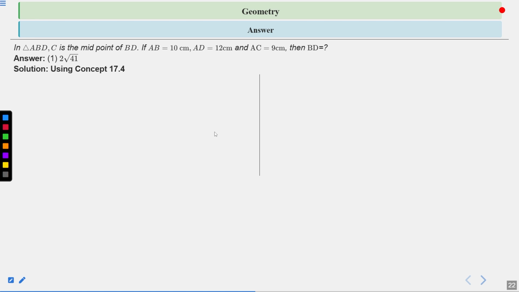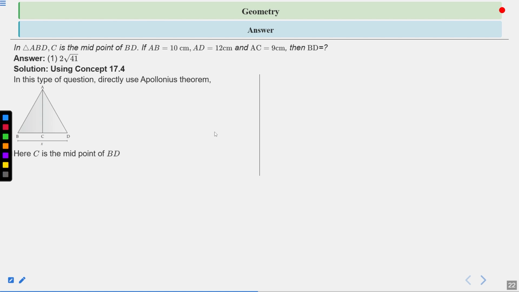Now see the detailed solution using concept 17.4 in this question. In this type of question, directly use the Apollonius theorem. This is the diagram of triangle ABD where C is the midpoint on BD. Here C is the midpoint of BD, so AC is the median. So what will be the length of AC? It will become under root of 2 AB square plus 2 AD square minus BD square, all by 2. So we get AC, which is 9 centimeters.